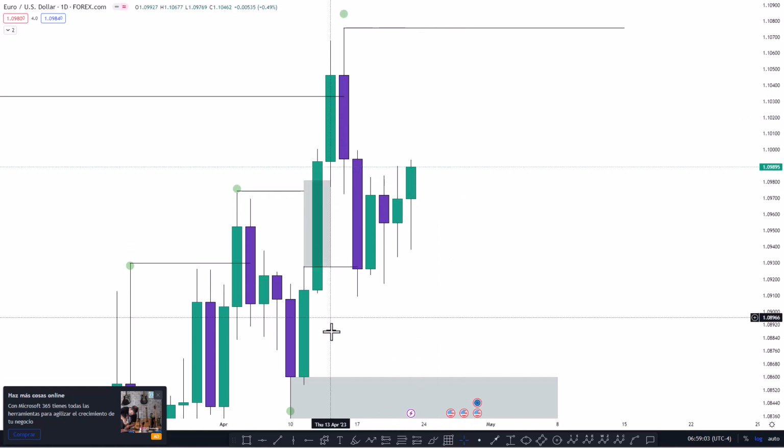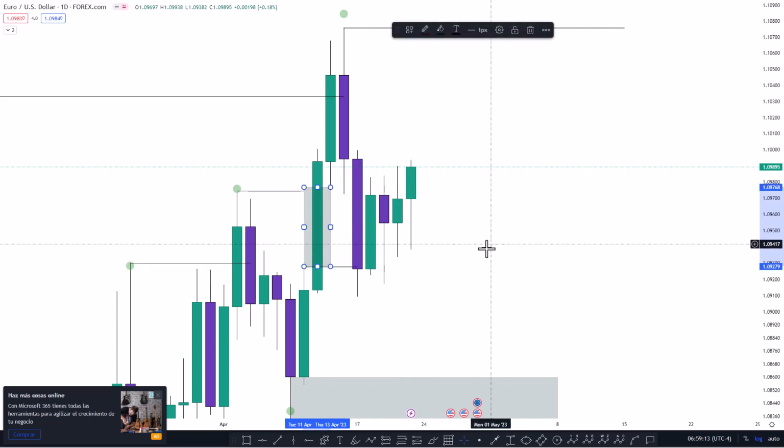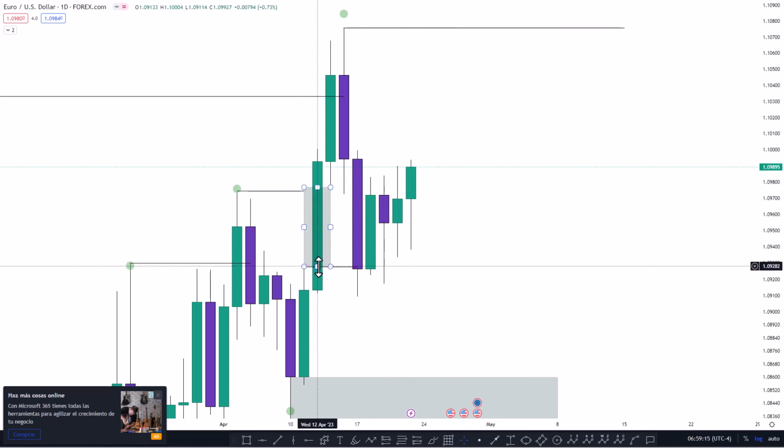So how do we know the market is going to come back here? The market will tell us using other structures we have within here. That's why we keep playing with different time frames to understand the flow of the market.